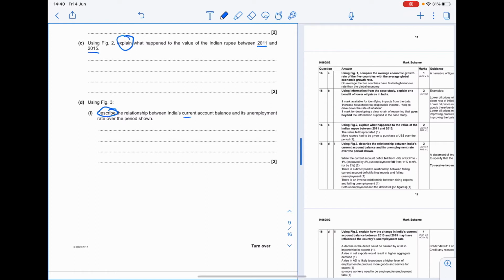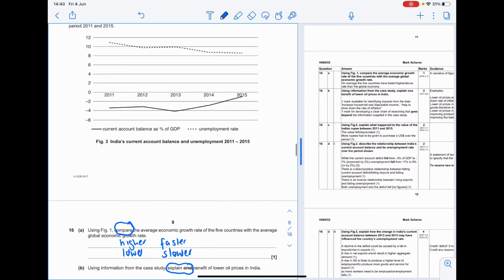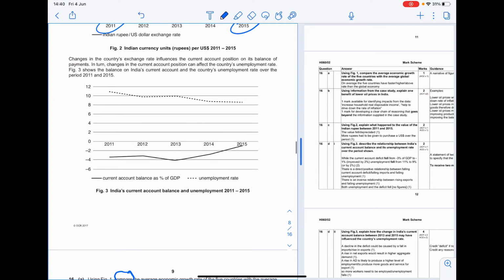So we've got India's current account balance. That's looking at the difference between your exports and your imports, and the relationship between that and the unemployment. So if we just go up to the graph, here we go. The current account balance as a percentage of GDP is negative. That means there is a deficit. Now, a key thing to take note of is this is where we've got a big deficit. Here, the deficit is smaller. So the deficit is improving. So this going up here is an improving deficit.